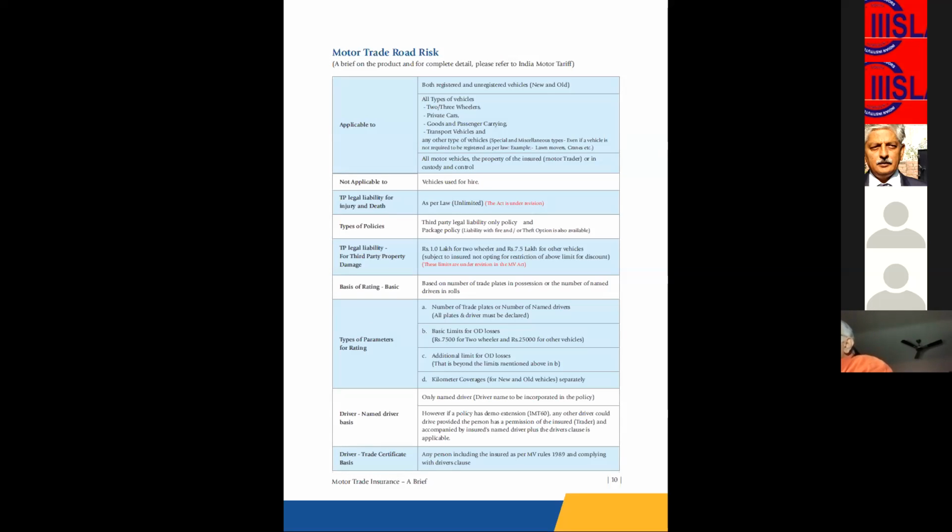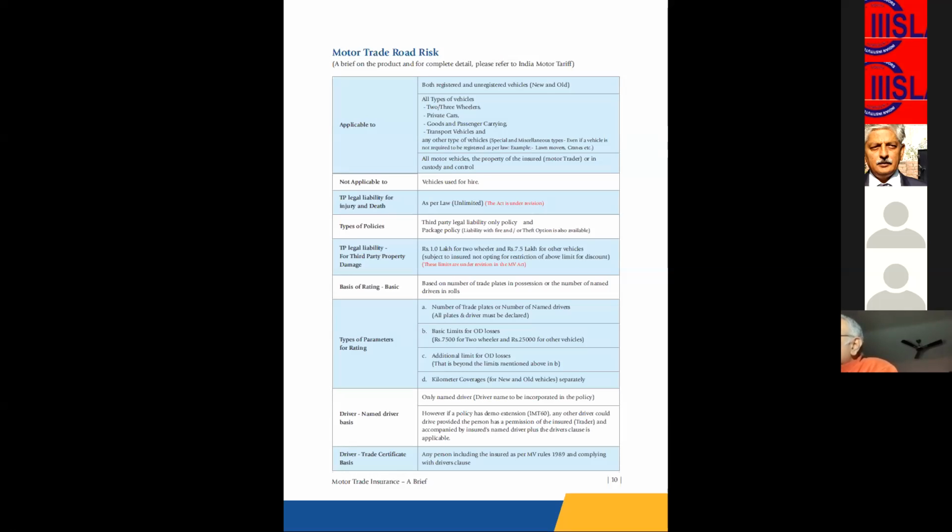It is a motor vehicle, so long as it is covered under motor insurance, this motor trade risk policy can be applied. This is not applicable for vehicle use and hire. TP legal liability for injury and death is unlimited as per the law. Type of policies: you have all three types. You have third party legal liability policy, you have a package policy, you also have an option, fire and theft operation is also available.